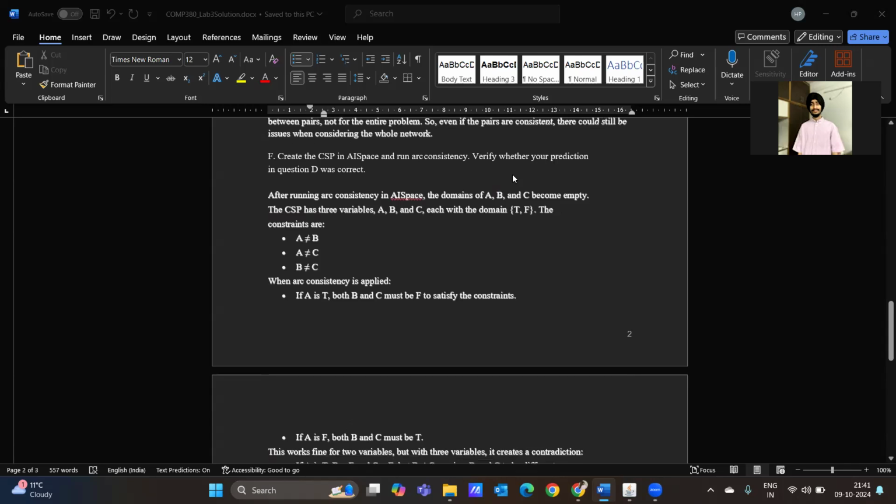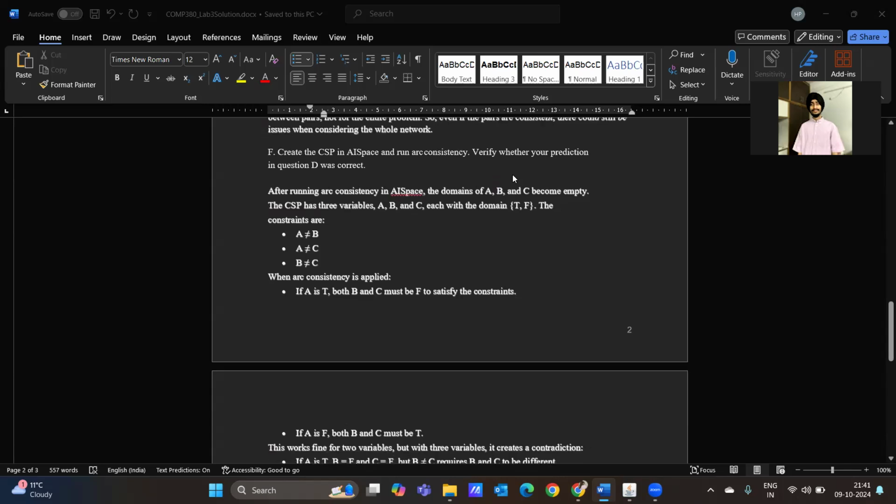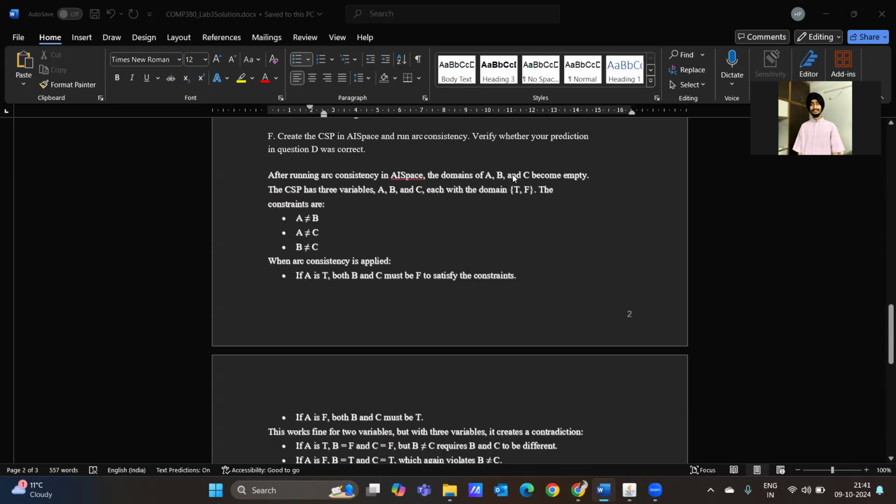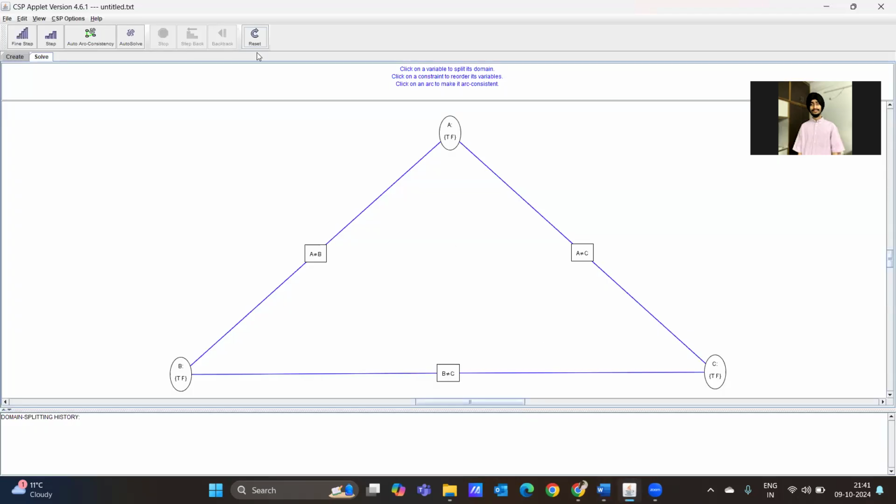Let's move to the F part. Create the CSP in AIspace and run arc consistency. Verify whether your prediction in question D was correct. Let's move to AIspace.